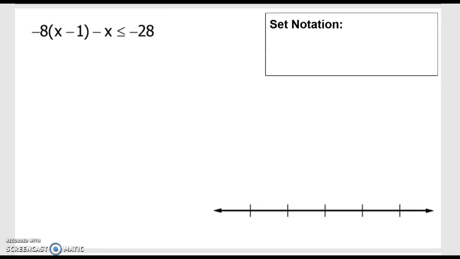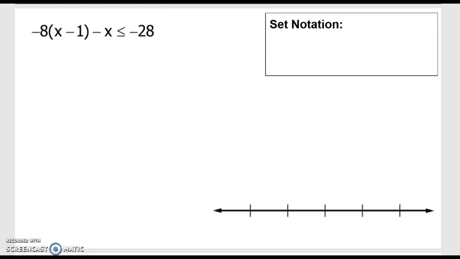So this week we're going to learn about inequalities. And so inequalities work very similar to how equations work. We are trying to solve for the variable. We're trying to solve for x. So we're going to do the same things we did last week. The one thing we've got to watch out for, though, is the inequality symbol.